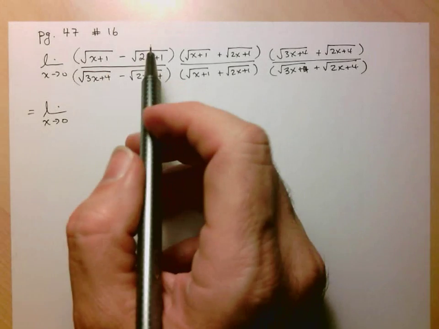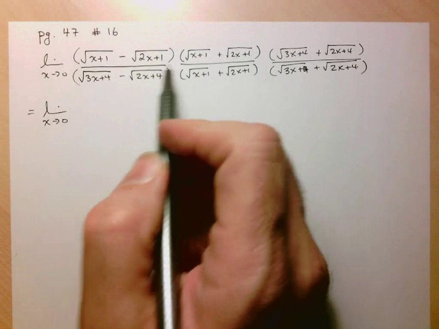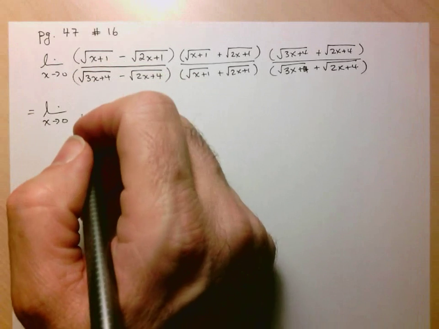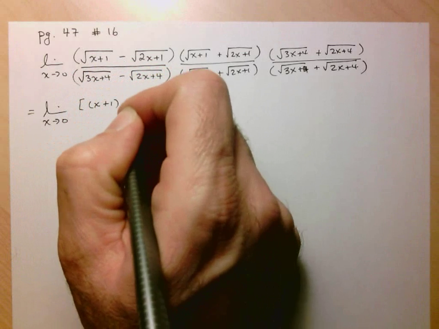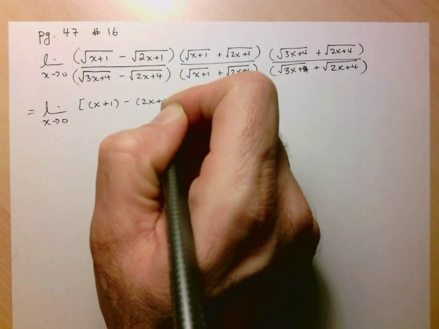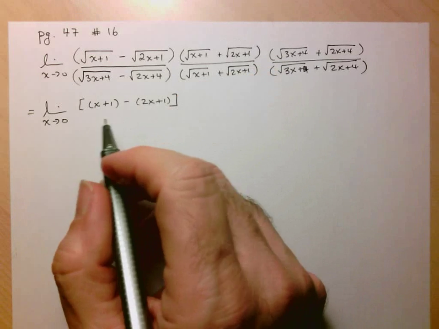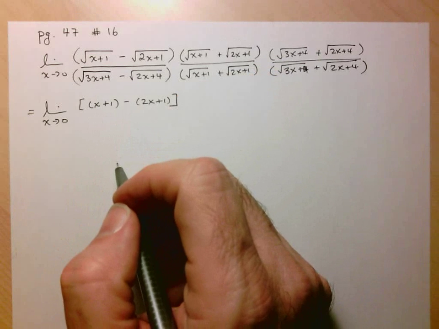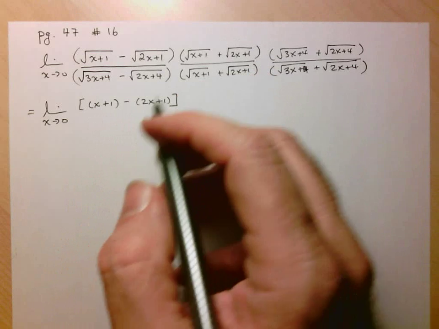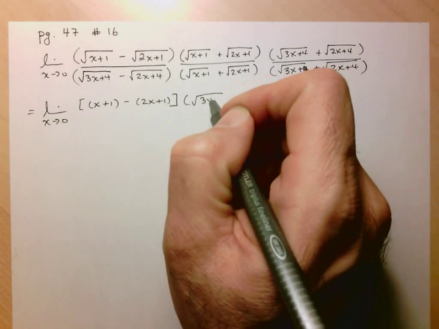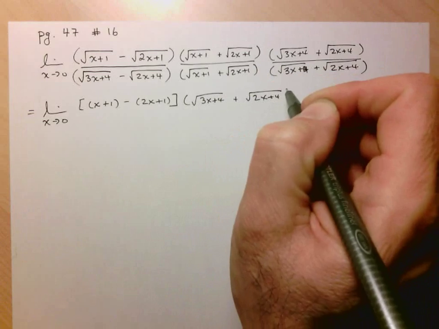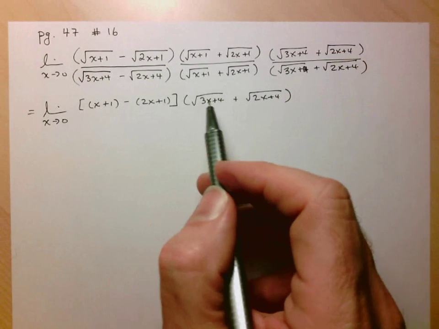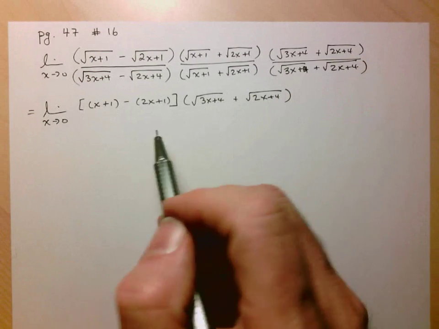So when it comes to these first two terms, I get my rationalization, and here I'm left with x plus 1 minus 2x plus 1. Notice here how I'm very liberal with the brackets. I really want to make sure that I don't mess up a sign here. And then of course I've got the square root of 3x plus 4 plus the square root of 2x plus 4. This expression is still there, but it doesn't worry me because it's not approaching 0.